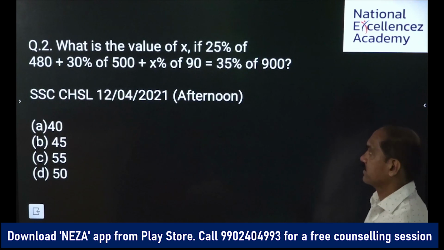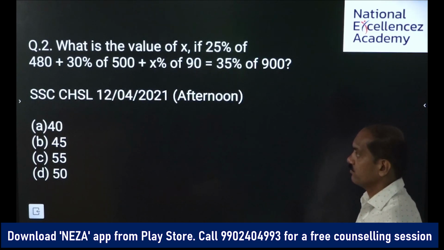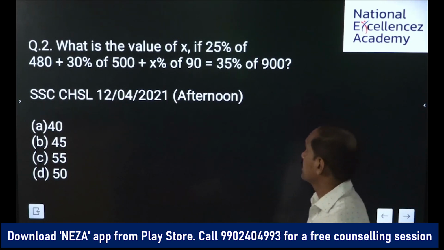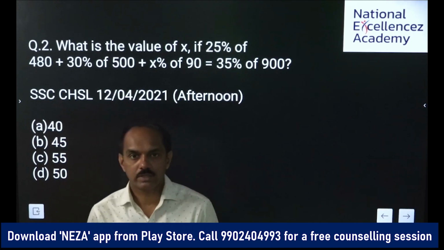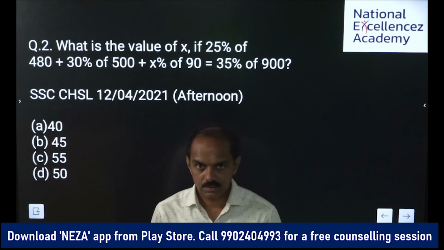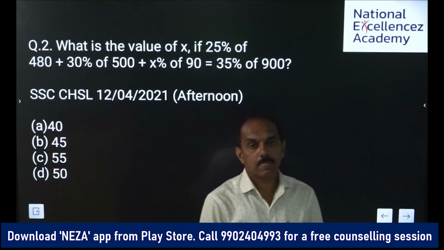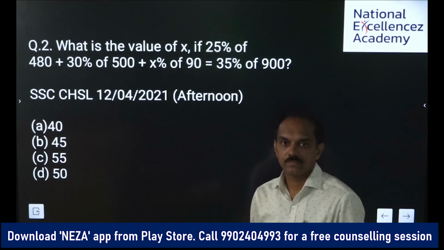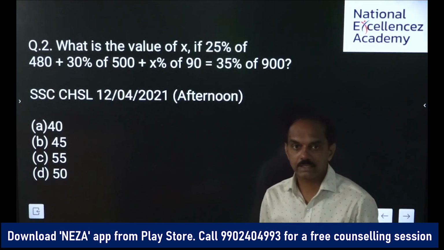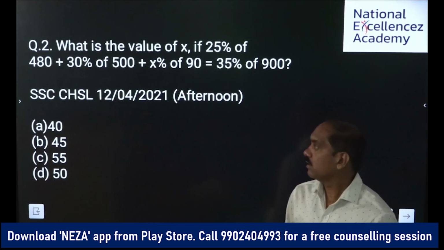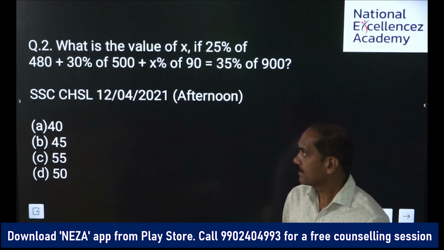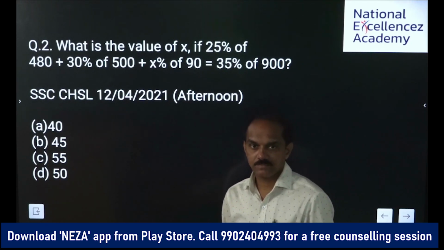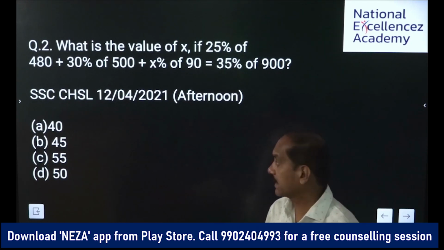What is the value of x if 25% of 480 and 30% of 500 plus x% of 90 is equal to 35% of 900? See, friends, here this kind of problems will be asked even in banking exams. Okay, it is one of the important varieties from banking exam.